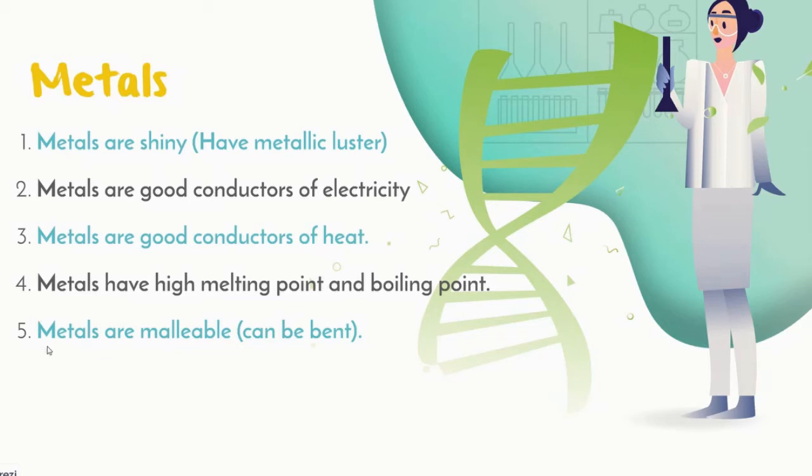Last property, metals are malleable, which means they can be bent, or we can hammer them. We will see shortly in an activity. These are the properties of metals. And you will notice that nonmetals have exactly the opposite of each property. Let's see.